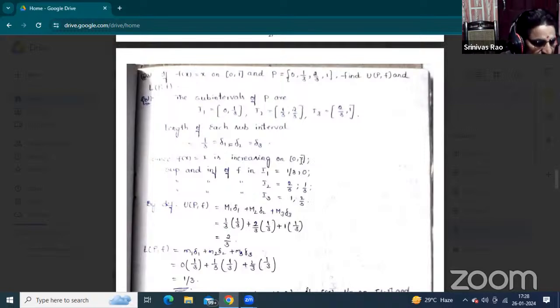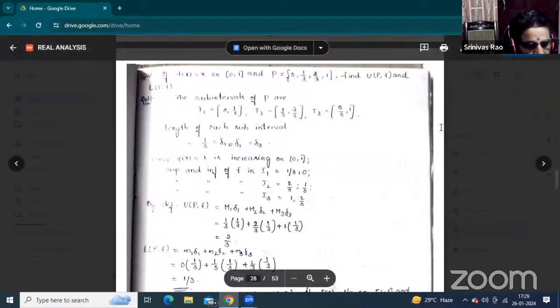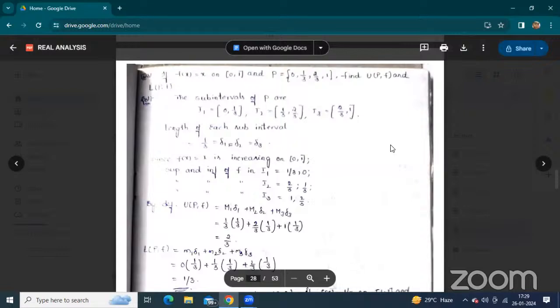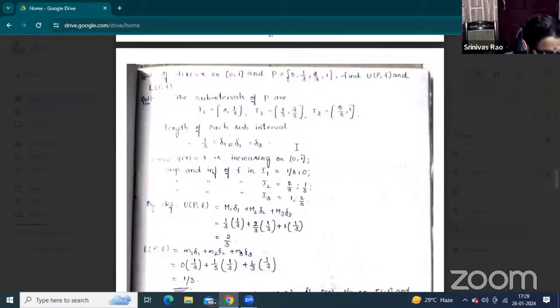Now, first of all, you have to see the screen, please. I have already shared the screen. One PDF is there. This note is also posted through WhatsApp. Just see and verify. This PDF is also very important, especially in the final examination.